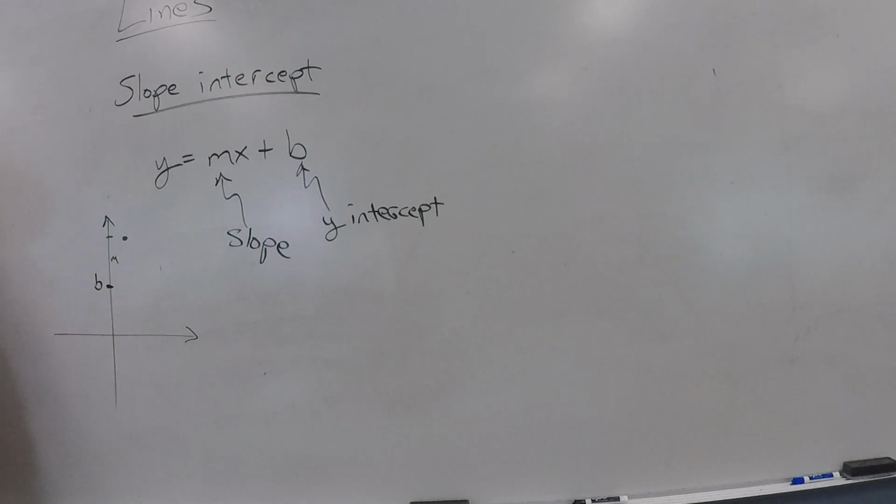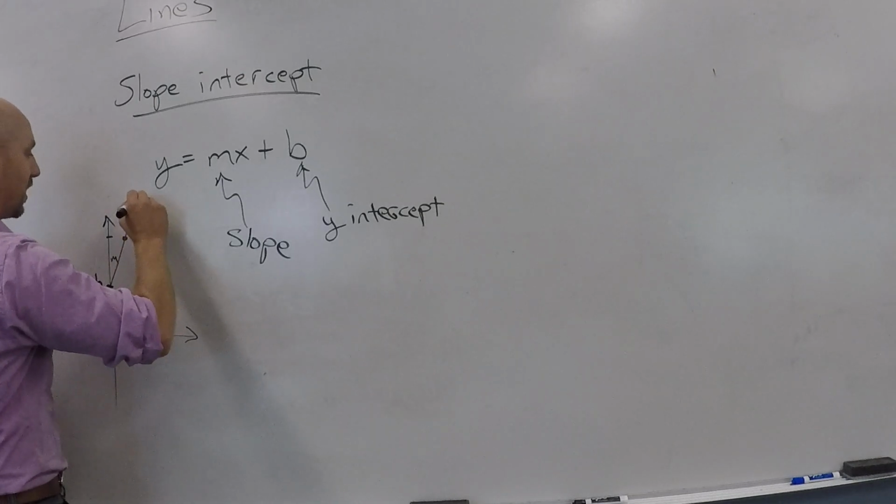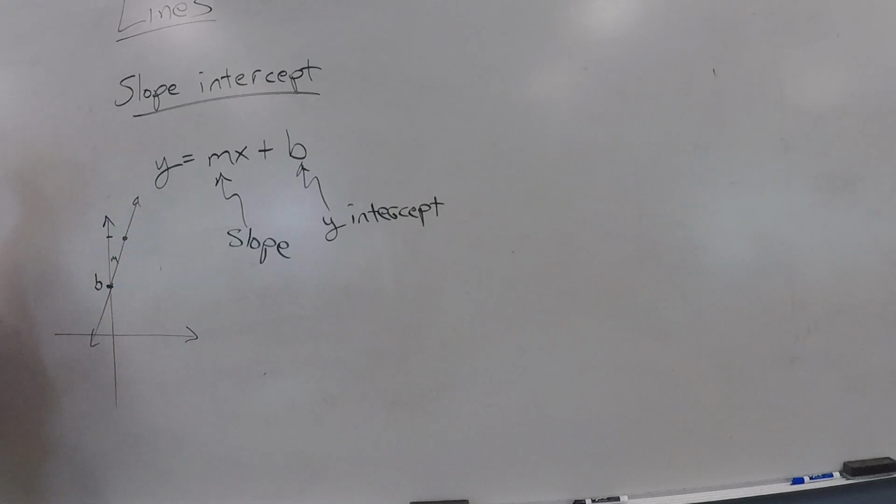Please note that it doesn't have to be up. It could be down if the number m is negative. You guys all see that? And then you connect the dots and make your line like this. All good on that? Okay.